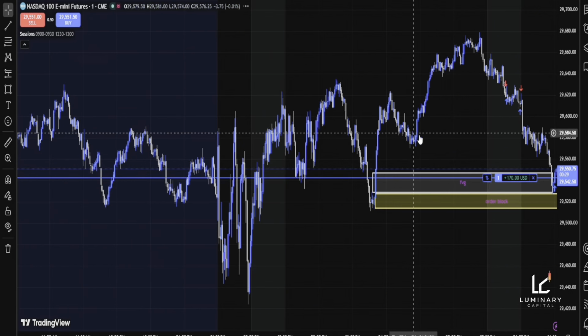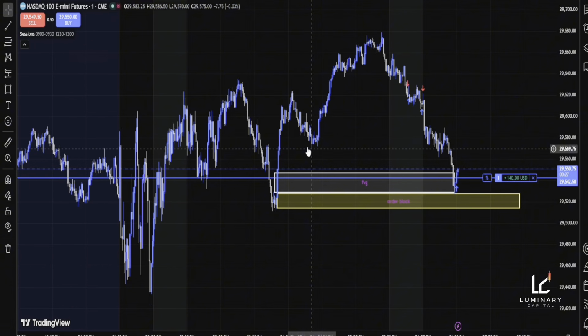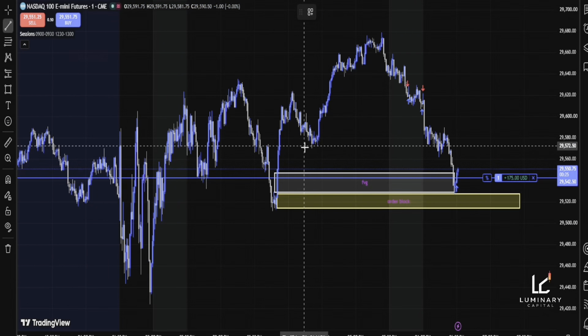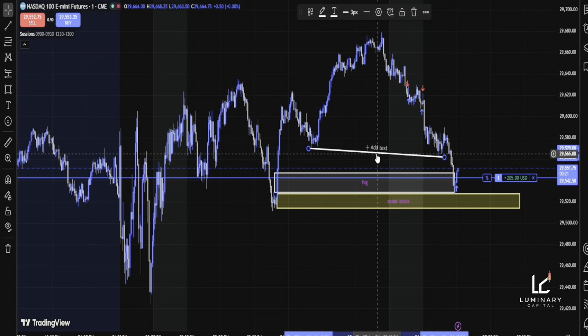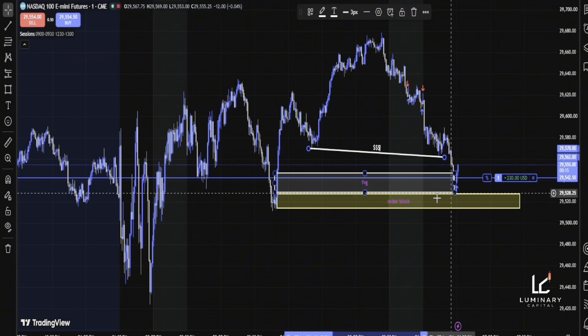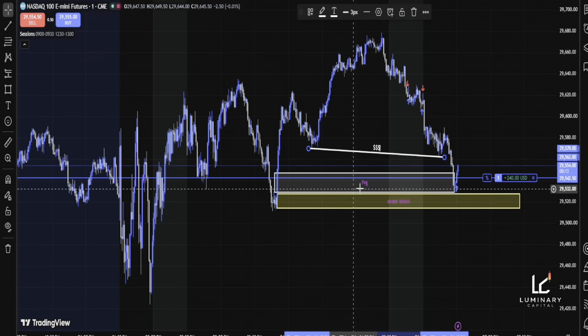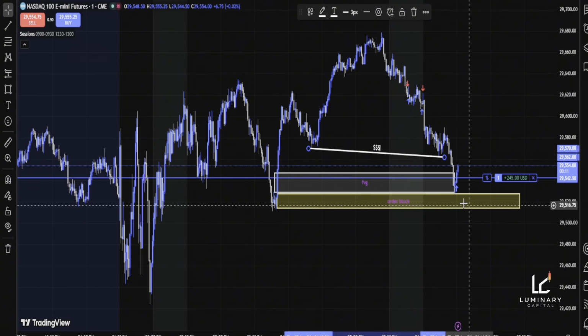And we can see liquidity was resting at these lows here. Liquidity got swept. I love to use the dollar signs for liquidity. Liquidity was swept. The market came down and filled out this fair value gap, tapped the order block, and it's pushing up.